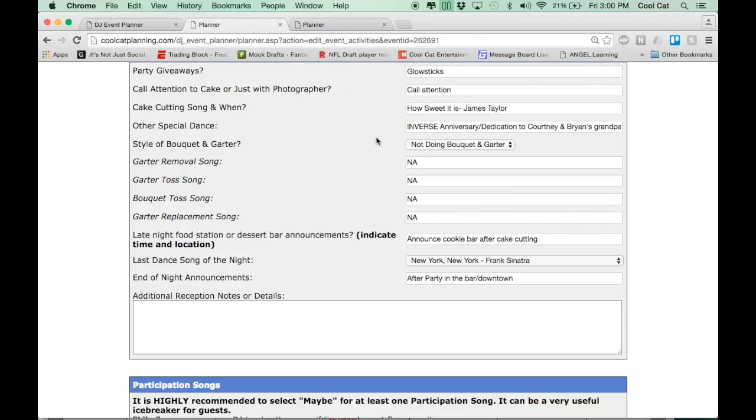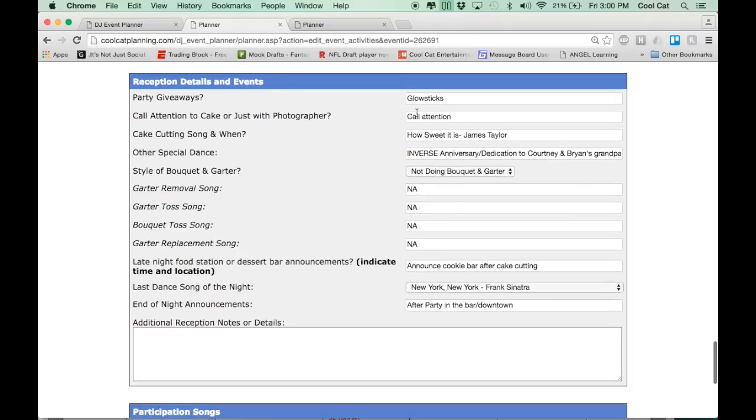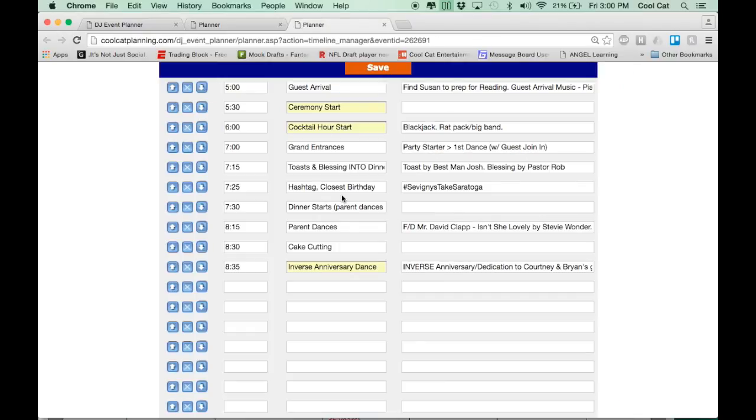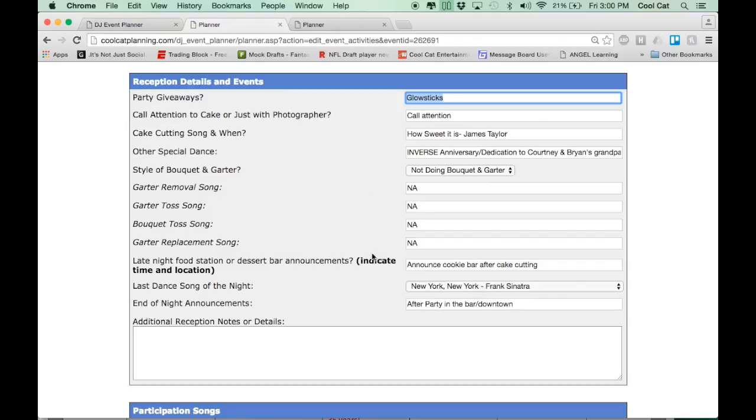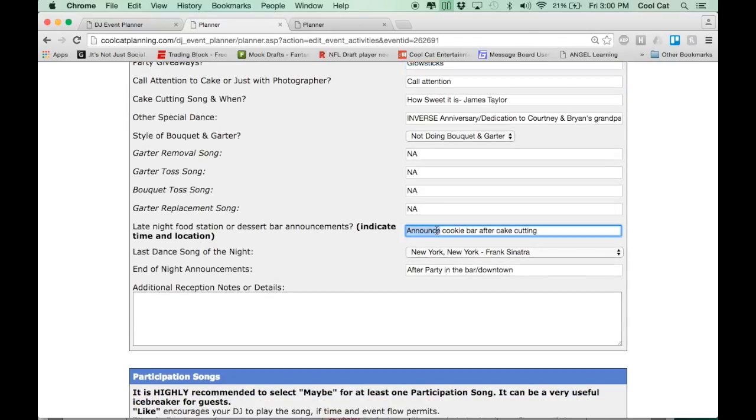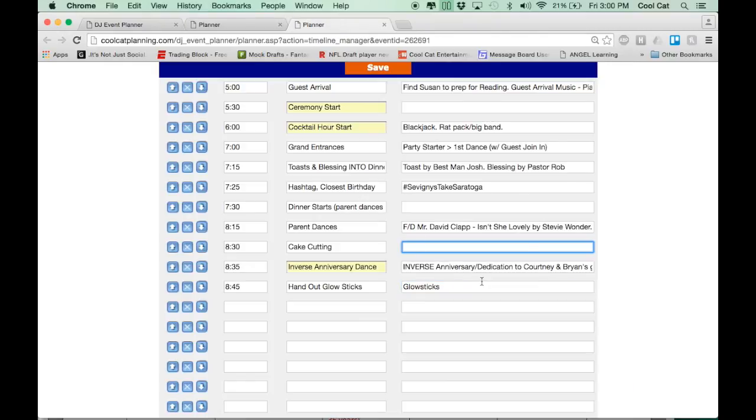Then the only other notes that you're going to want to put in your timeline so that you don't forget are the glow sticks. It doesn't really matter exactly when you hand out the glow sticks, but you want to do it fairly early so that they have some time with it. And I think it's important to put in the timeline because it's very easy to forget a small detail like glow sticks. So make a point of putting that in there. So announce cookie bar after cake cutting. So that's actually going to go right over here, right in our cake cutting box.